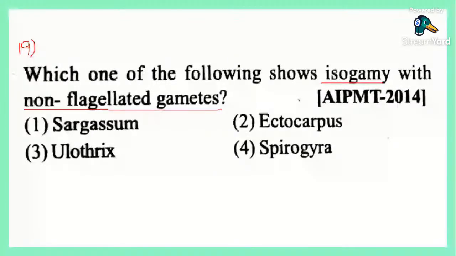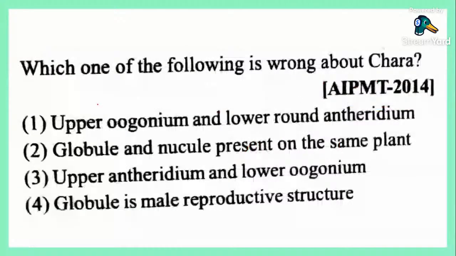How many times? Nearly 3 or 4 times we have come across this question. Very good. The correct answer for this question is option number 4, Spirogyra. Spirogyra shows isogamy with non-flagellated gametes. Moving on to question number 20. We have also done this question previously.